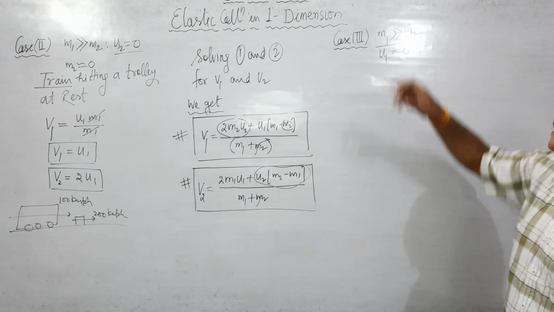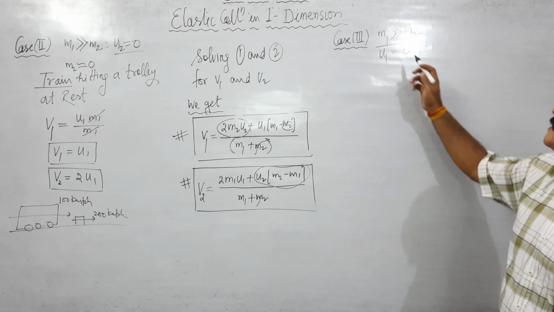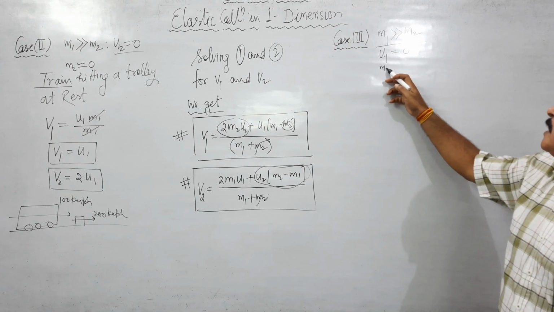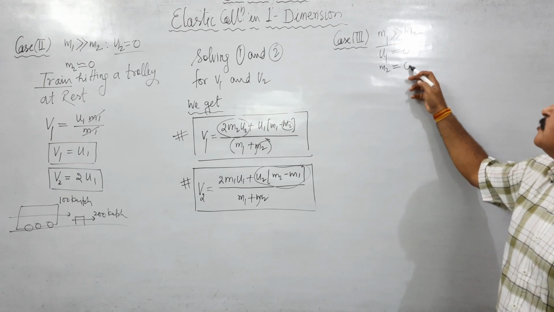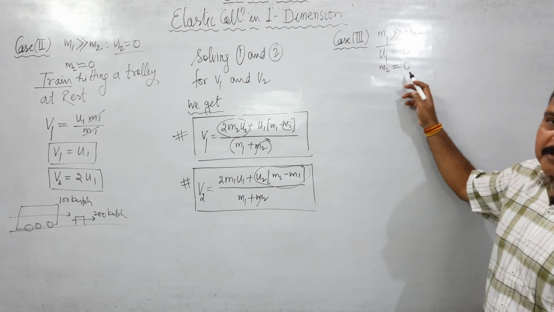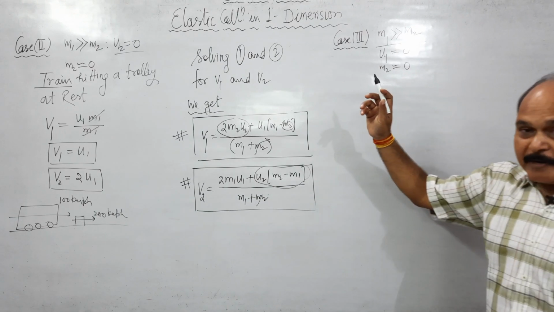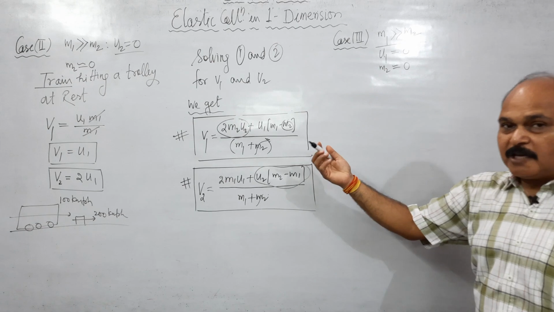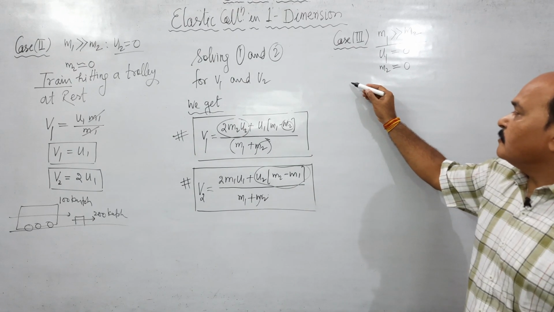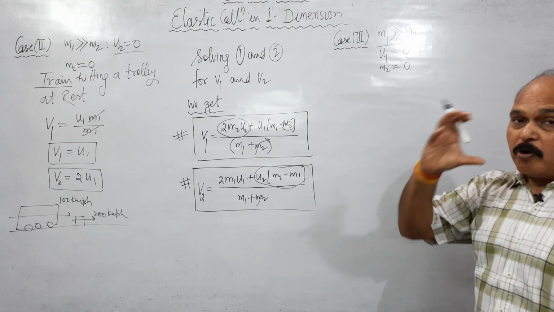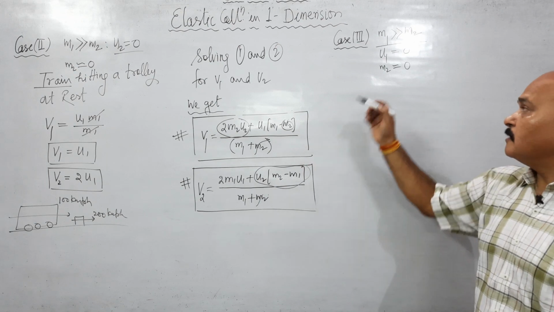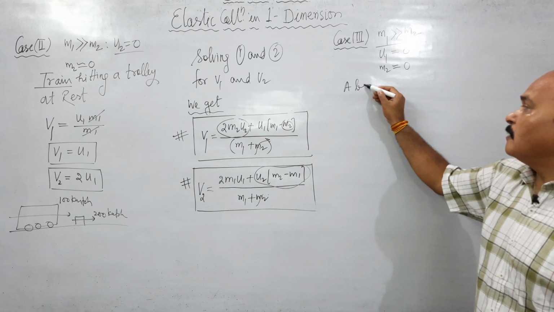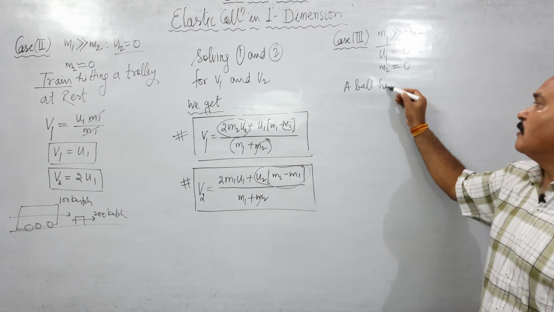As usual, since m2 is much smaller than m1, we can write m2 is nearly equal to 0. And this mathematical situation can be practically visualized with the help of a collision between a ball and a wall. So a ball hitting a wall.